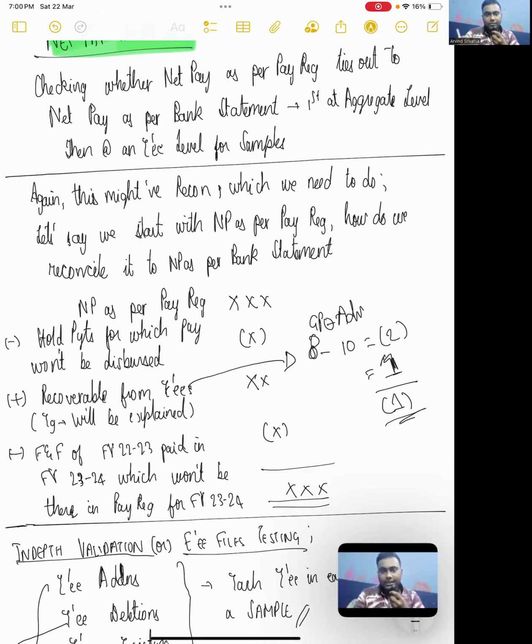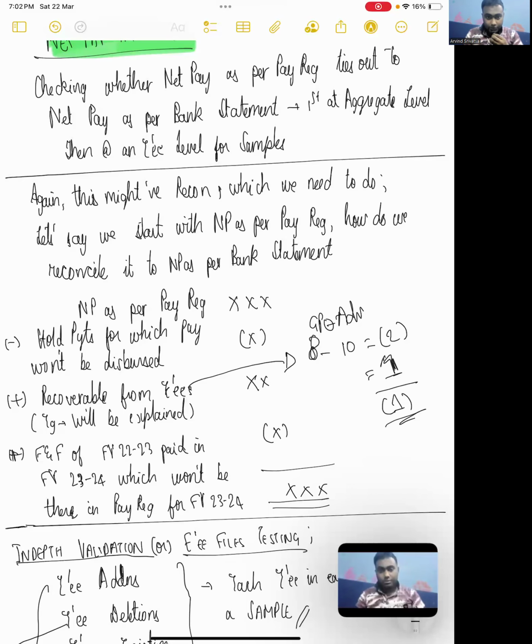So to that extent, your April 2023 pay register would be higher. So you will need to reduce that. You will need to reduce that while arriving at the net pay as per your bank statement. So this is something which you need to do, guys. Sorry, it's just a small mistake.